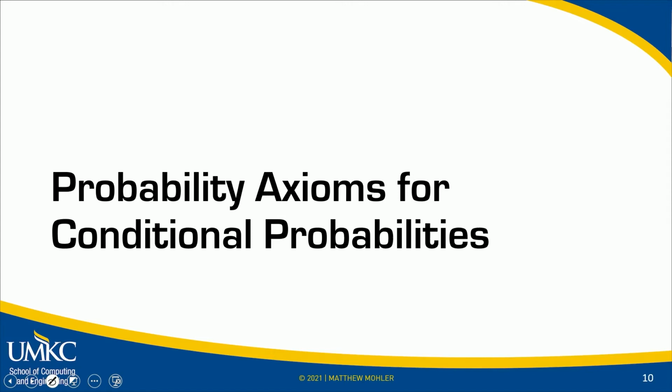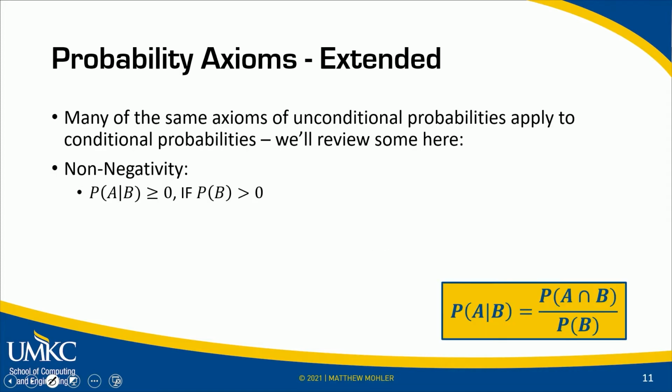Now, in this section, we'll look at what are called the probability axioms for conditional probabilities. And ultimately, a lot of these are going to look familiar. They're going to be the same things that we covered back in lecture 1 as the general probabilities, but now with the conditions applied to them, inserting a conditional probability and seeing if those same axioms still hold true. And we'll find that most of them do. So again, many of those same axioms of unconditional probabilities apply to conditional probabilities.